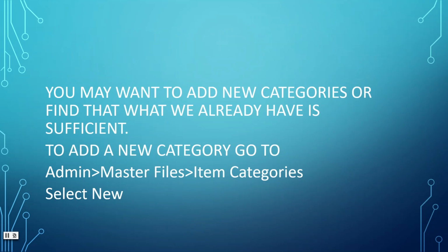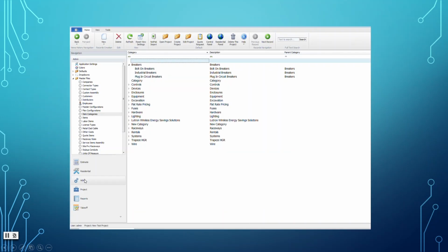So add a new category. You simply go to Admin, Master Files, Item Categories, and select New. So you're going to go to Admin, button right here, Master Files, Item Categories. You're going to see this list, and then you're going to select New.